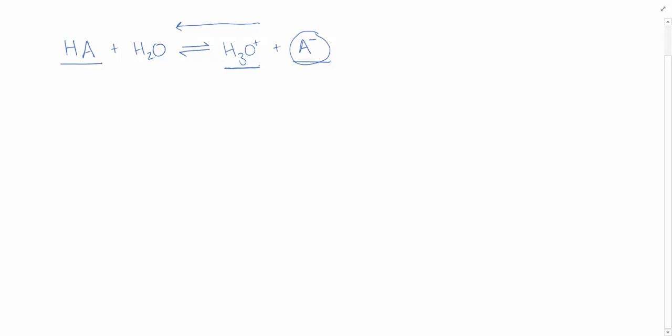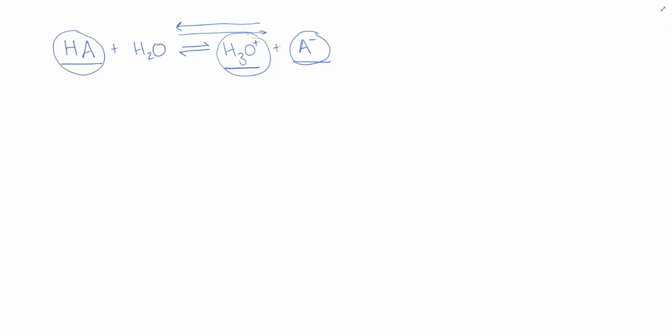Meanwhile, if we added some base to this solution, it's going to react with the conjugate acid, HA, which is going to push the equilibrium to the right, which is going to produce some H3O+. So we've added base, but we're going to somewhat counteract that by producing some H+ in the solution.